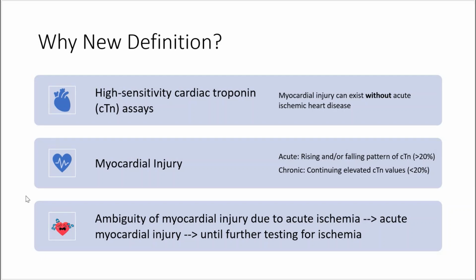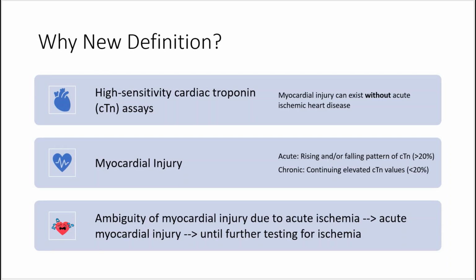Myocardial injury, or injury to the myocytes, can be acute or chronic. It is acute when there's a rise and fall pattern of high sensitivity cardiac troponin with a greater than 20% change. And chronic will be continued elevation of troponins where the variability is less than 20%. If there is any ambiguity of myocardial injury due to acute ischemia, one can diagnose the patient with acute myocardial injury first until further testing to confirm ischemia.